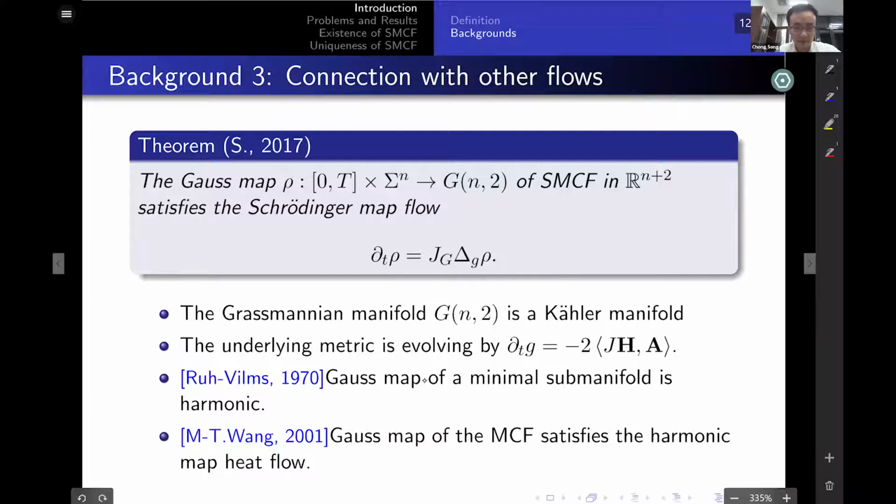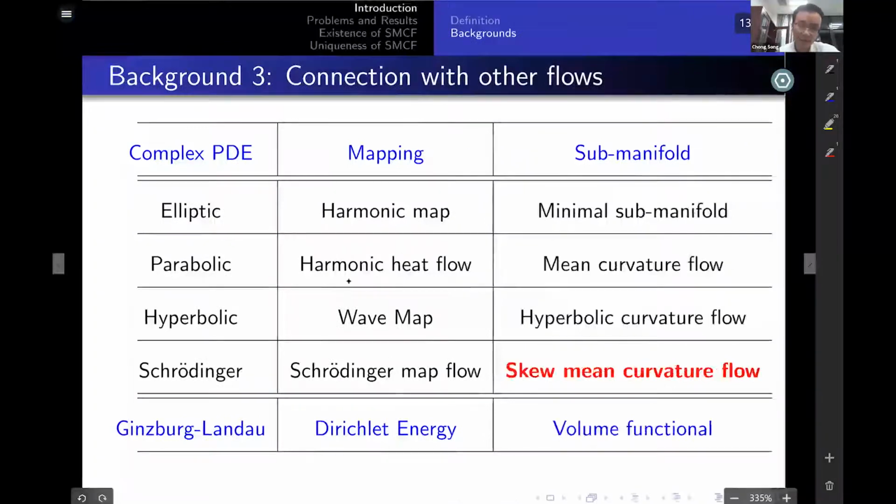It is well known that the Gauss map of a minimal submanifold is harmonic, and also the Gauss map of the mean curvature flow, which is parabolic, satisfies the harmonic map heat flow. So actually, I have this little table in which I want to explain the relations between different flows. So here I mean the type of the equation.